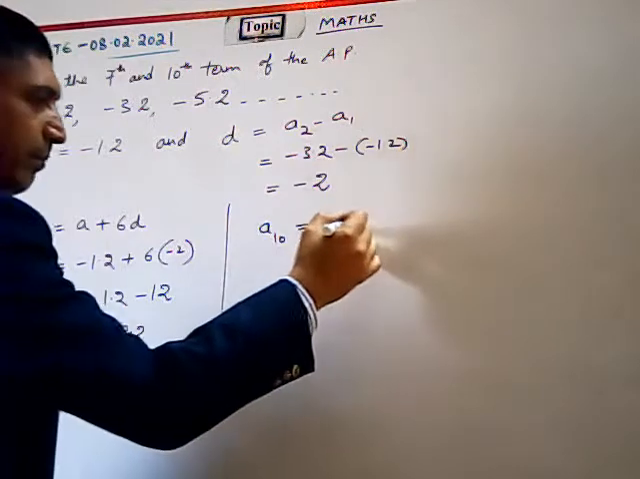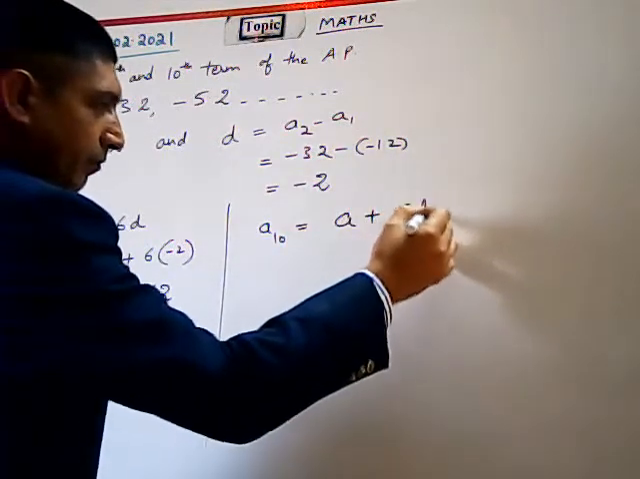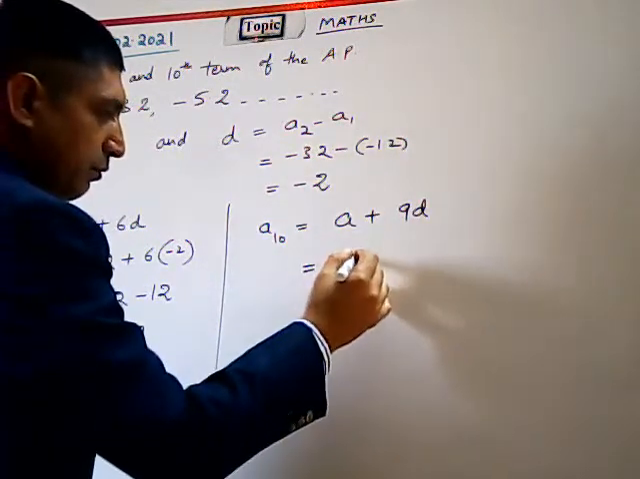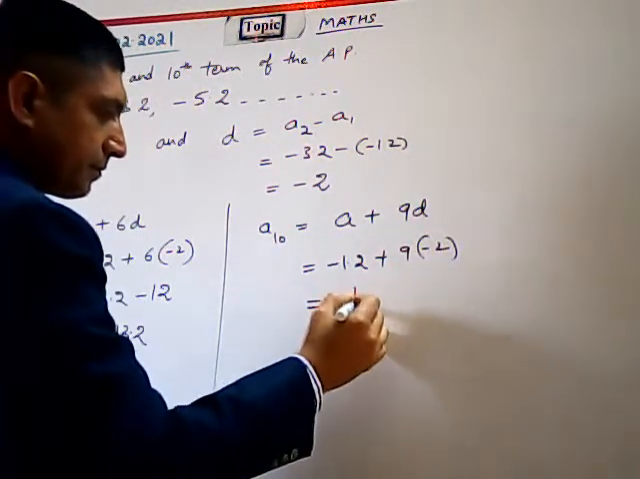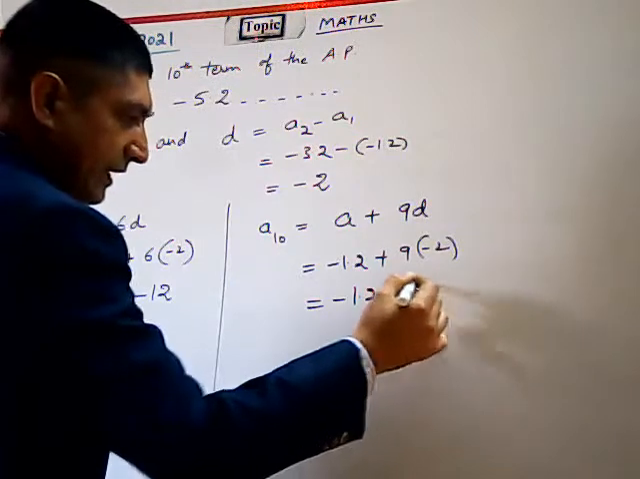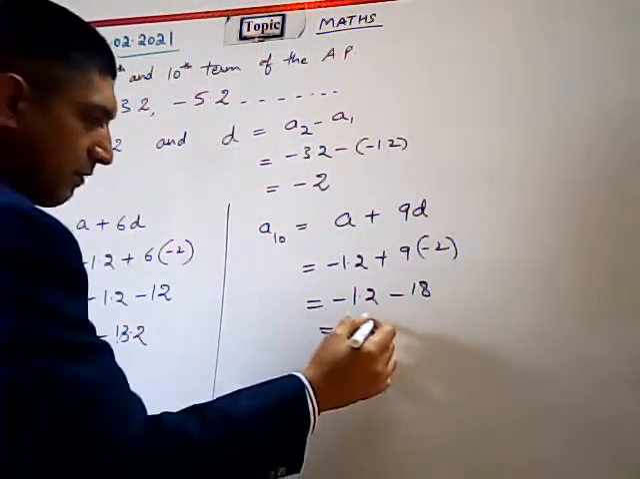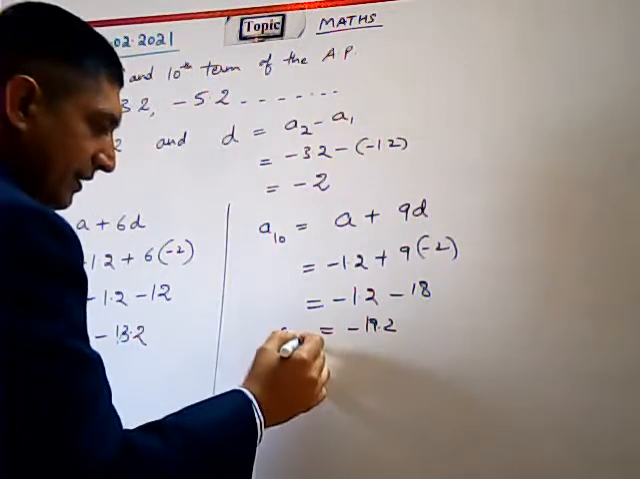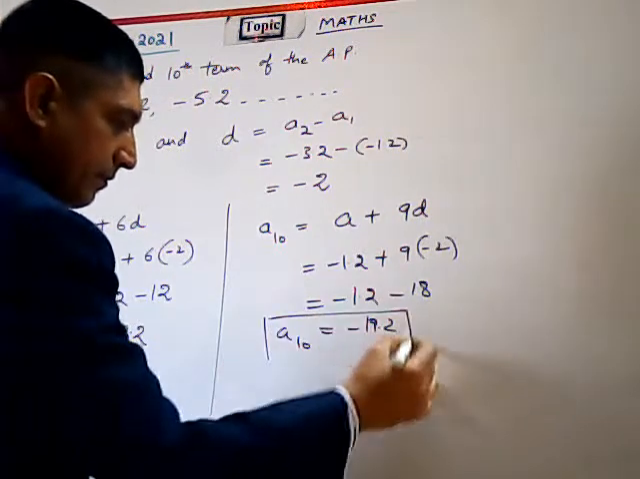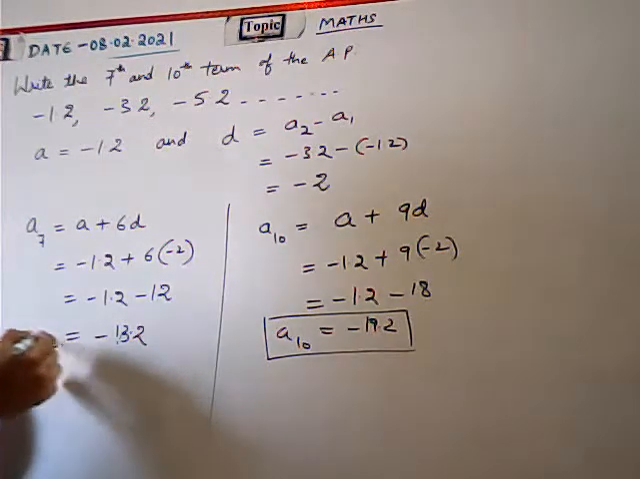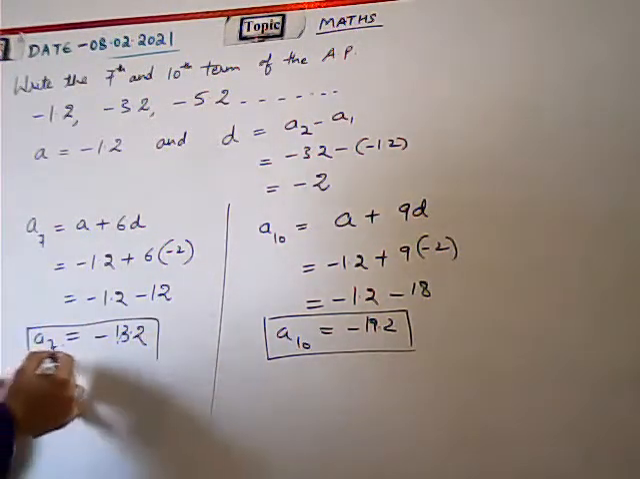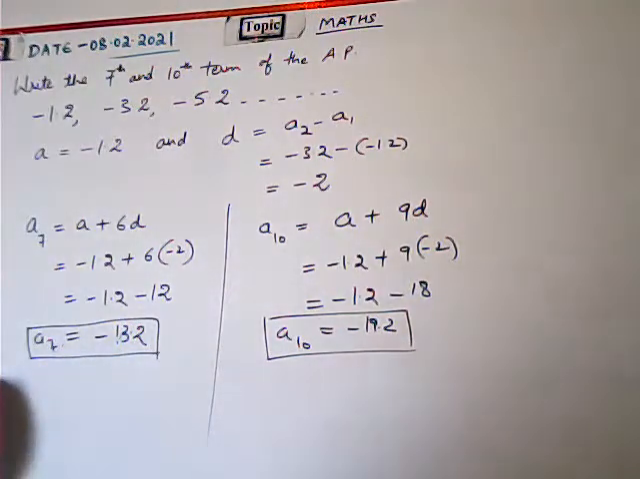And the next part, that is A10. A10 is equal to A plus 9D. A is minus 1.2, 9D, that is minus of 18. So it is minus of 19.2, the 10th term of the AP. And the 7th term is minus 13.2. Right? These are the two terms of the AP. Okay.